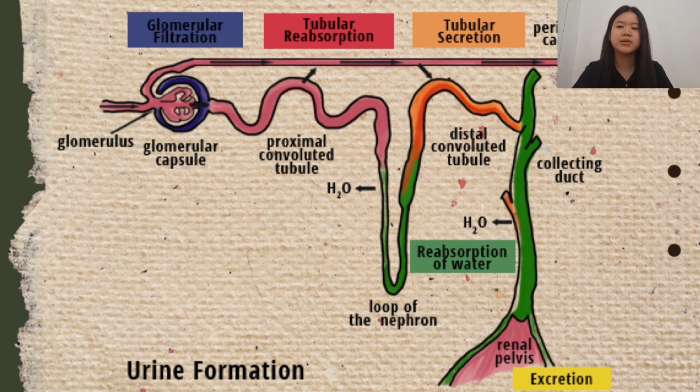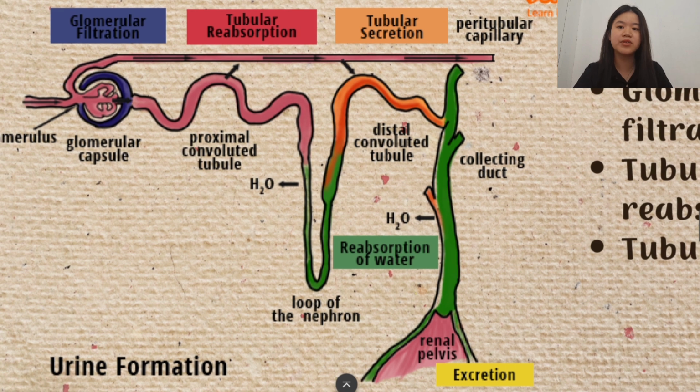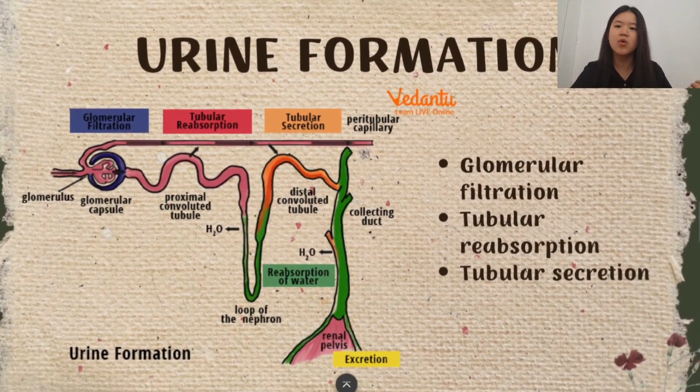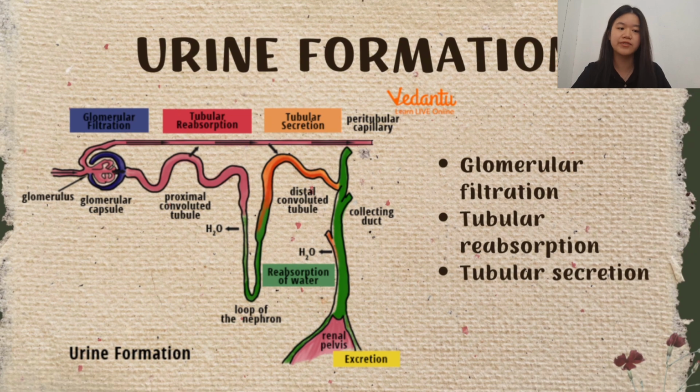Next, tubular reabsorption occurs mainly in the proximal convoluted tubule and loop of Henle, where approximately 99% of filtered water and useful substances such as glucose, amino acids, and ions are returned to the bloodstream. Finally, tubular secretion removes additional substances, including hydrogen ions, potassium ions, and drugs from the blood into the tubular fluid. Together, these processes ensure that waste is eliminated while essential substances are conserved.